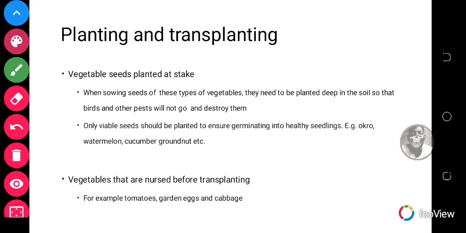So examples of seeds that are planted at stake are okra, watermelon, cucumber, and garden eggs. One of the key things you need to look at when you are planting a stake is that they need to be planted deep into the soil. So the drilling method will be best for planting a stake. Now, vegetables that are nursed before planting, examples are tomatoes, garden eggs, and cabbage.